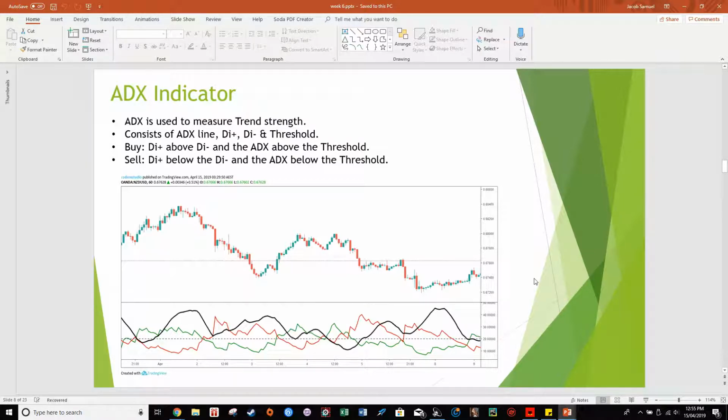This is a trend strength indicator. You're looking at the strength of a trend, not a consolidation period. Please understand this. If you see a trend and you want to see how aggressive it is, how much momentum it has, you could use the ADX. It stands for the average directional moving index.